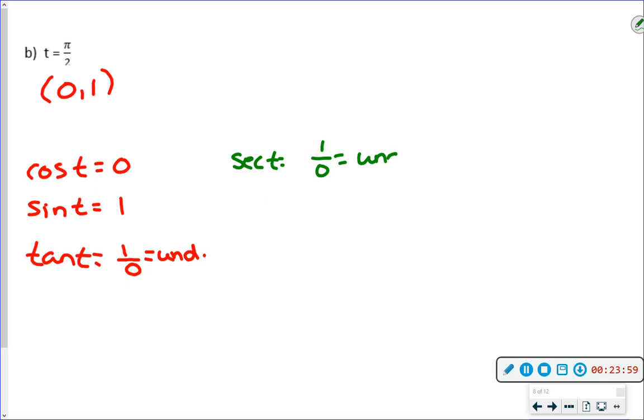1 over cosine. All right, sine goes to cosecant. Well, that's easy. Reciprocal of 1 is 1. 1 over 1 is still 1. Okay, and then let's do cotan. Well, if I do the reciprocal of 1 over 0, 0 over 1. Got it. So, still time consuming.